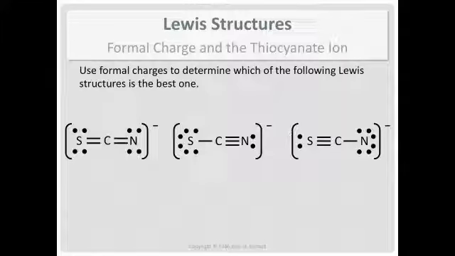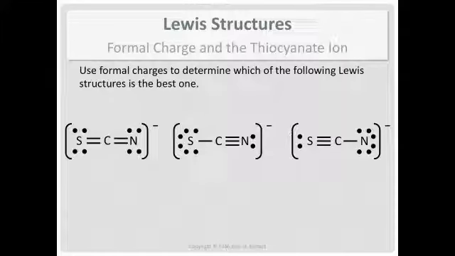Thiocyanate ion, SCN minus. Here we have three Lewis structure representations of the polyatomic ion. Going from left to right, one structure has two double bonds with the central atom. The next structure has a triple bond between nitrogen and the central atom and a single bond between sulfur and the central atom. And then the third one flips it around. It has a triple bond between sulfur and the central atom and a single bond between nitrogen and the central atom.